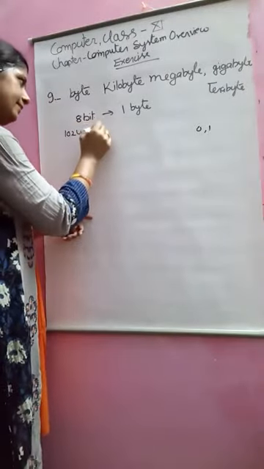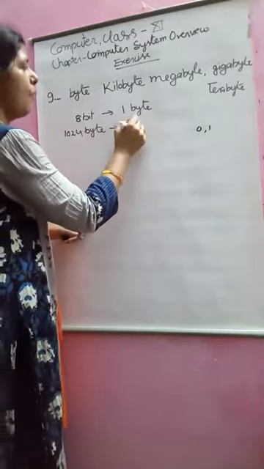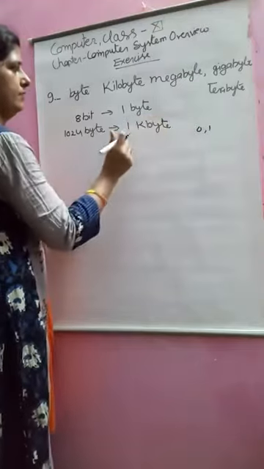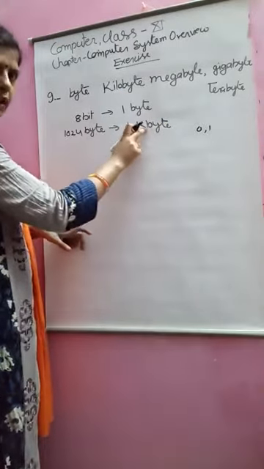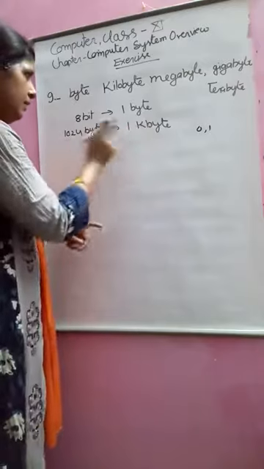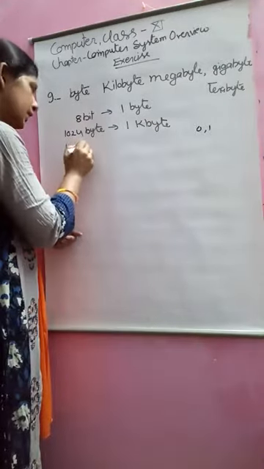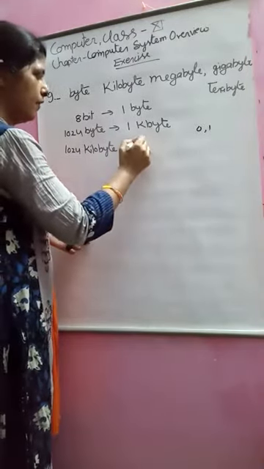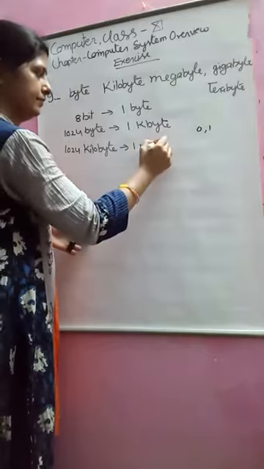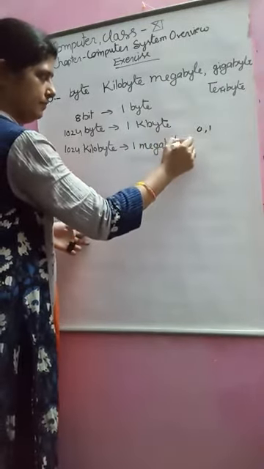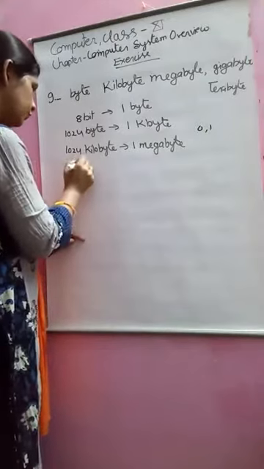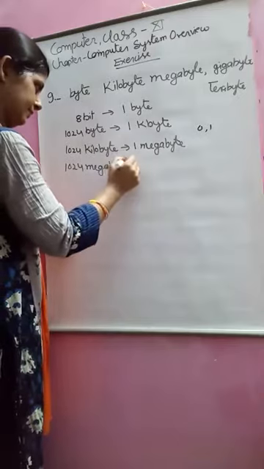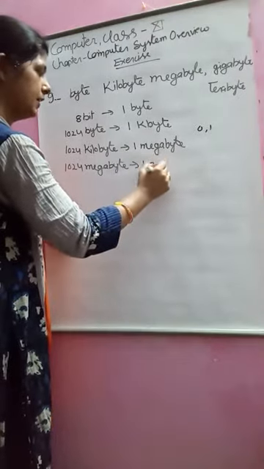1024 bytes is 1 kilobyte. That is 1 kilo. It's called 1 K. 1024 kilobytes is called 1 megabyte. Now 1024 megabytes is 1 gigabyte.